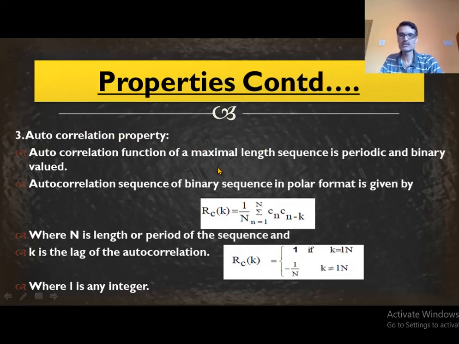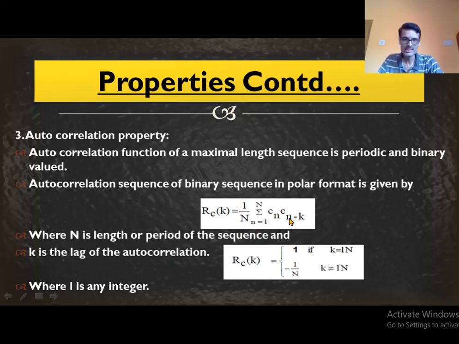Now the third property is called the autocorrelation property, or simply the correlation property. Again, this autocorrelation property is also periodic, and it is binary valued. Binary value means it can have only 2 values, and it is periodic, it repeats. Fine. So in the polar format, the autocorrelation function is given by this. This is how we calculate the autocorrelation function in the PN sequence generator. That is R_c of k, where k is called the lag of the autocorrelation, or the delay, shift. It is given by 1 by N, where N is the period or the length of the sequence.